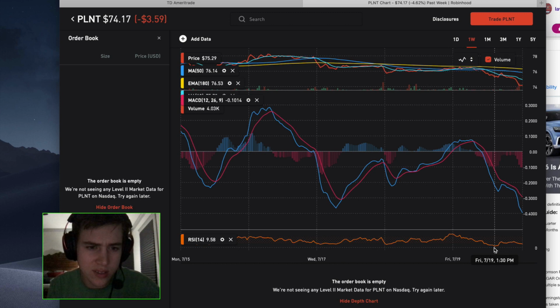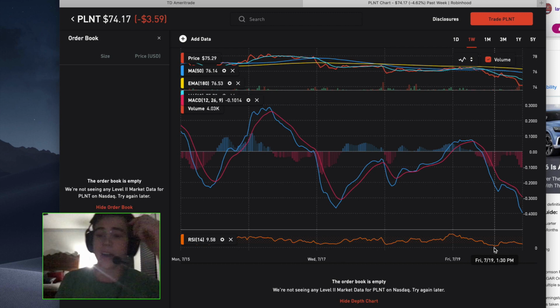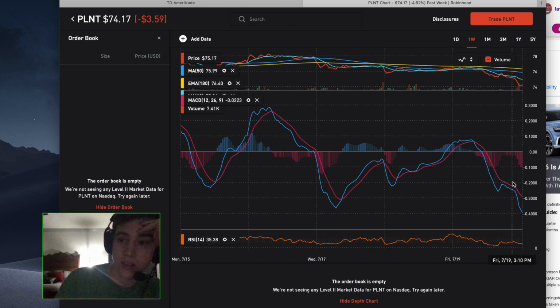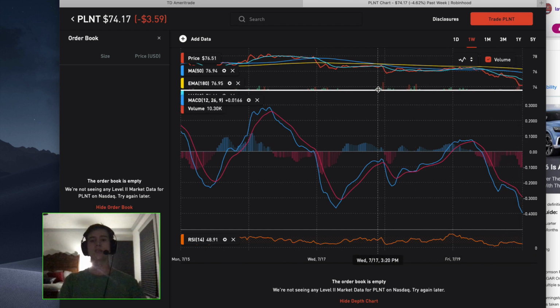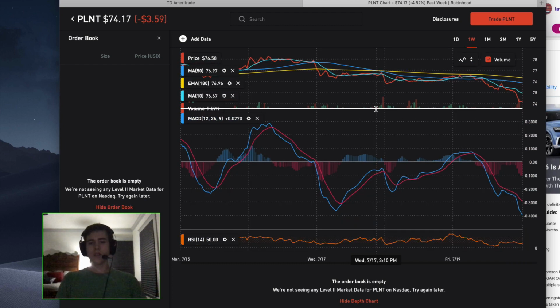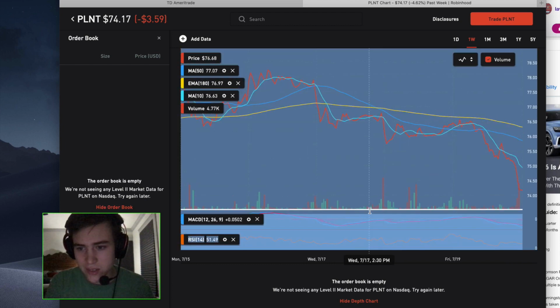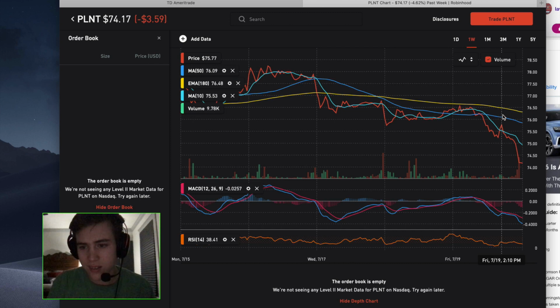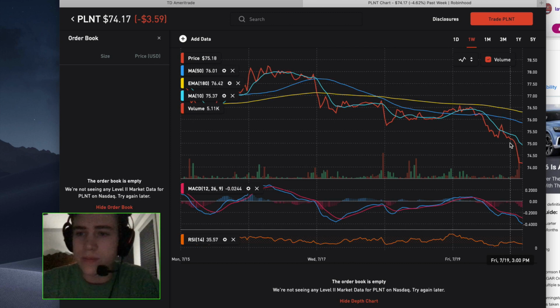RSI was at 9. Wow. And then all it did was push up maybe 50 cents and then just continue to keep dropping. That's crazy. An RSI of 9, and it goes up this little spike and then continues to go back down.